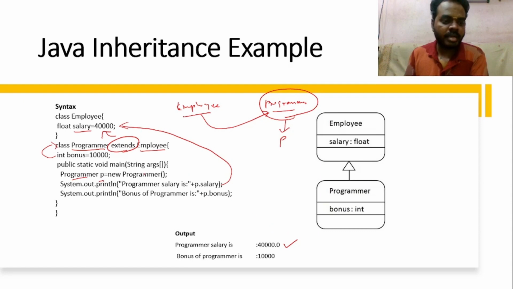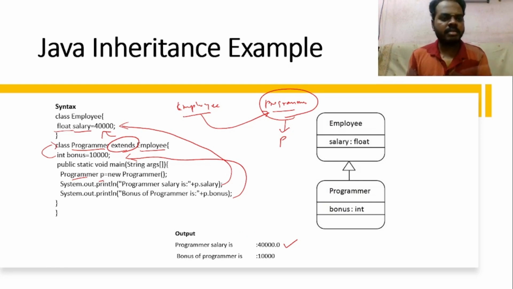We are going to print the data in float. You can see the type of the data; it is in float type. The data will be 40,000.0. The next is the bonus of a programmer. It will call p.bonus of your derived class, and the data for the bonus is 10,000. This is an example of simple inheritance in Java.